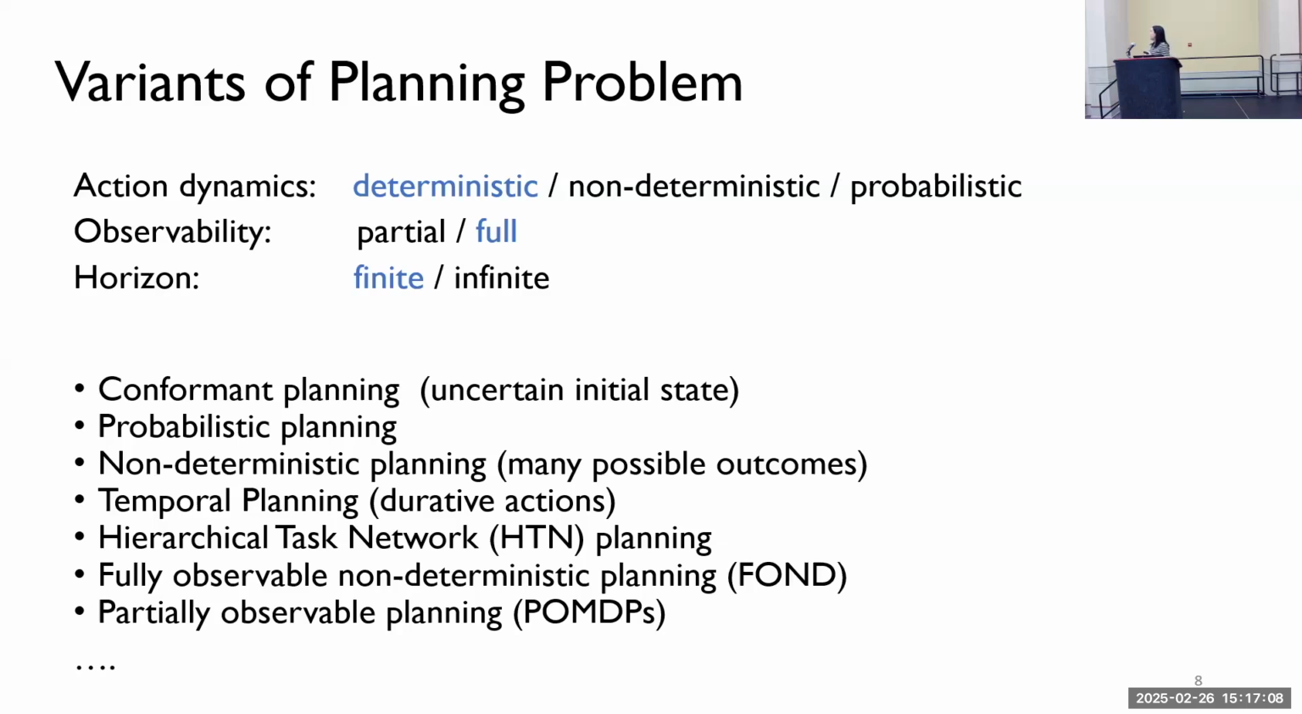Moreover, you can have temporal planning where your actions have durations associated with them. You can have hierarchical task network or HTN planning, where the action dynamic is hierarchical. In terms of observability, you can have full observability with non-deterministic planning, and that's where you get a FOND planning problem, or you can have partial observability or POMDP, and much more.